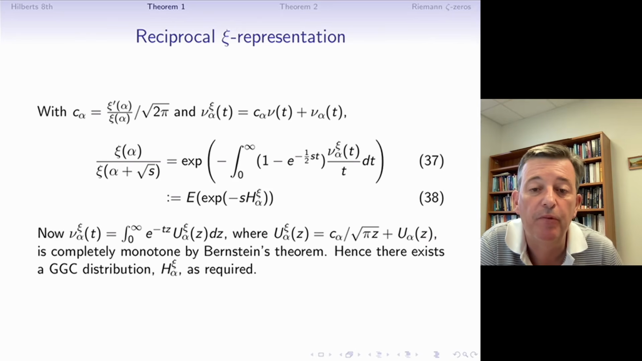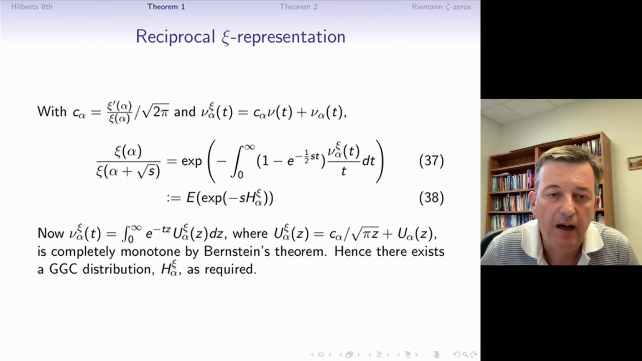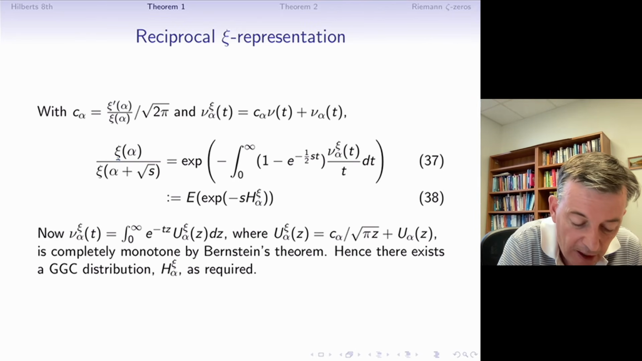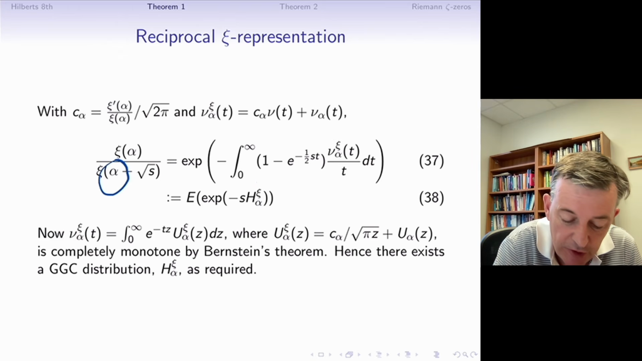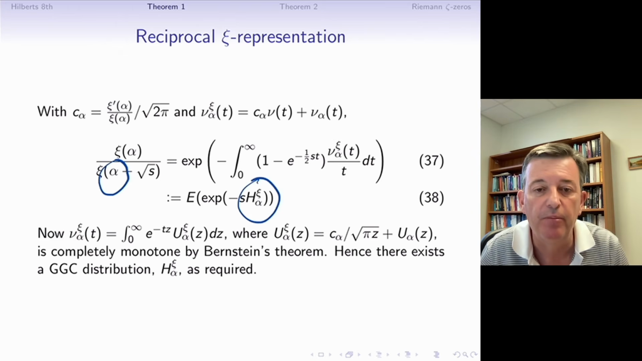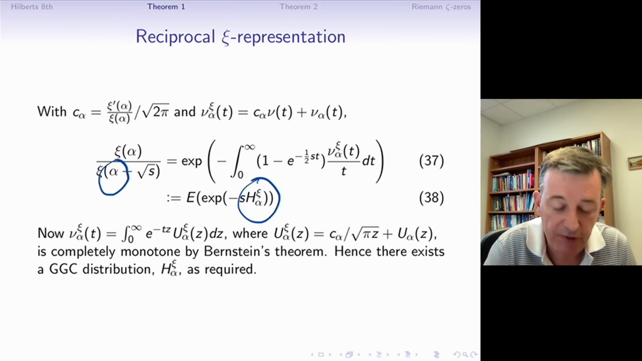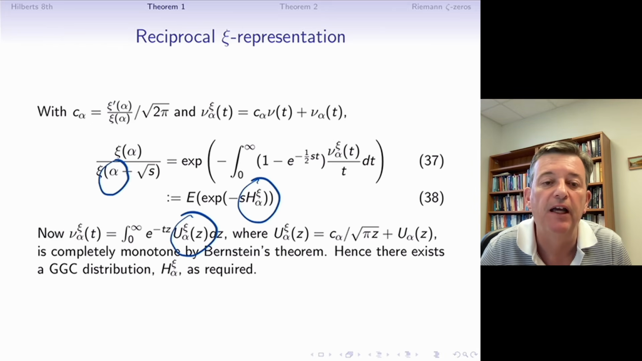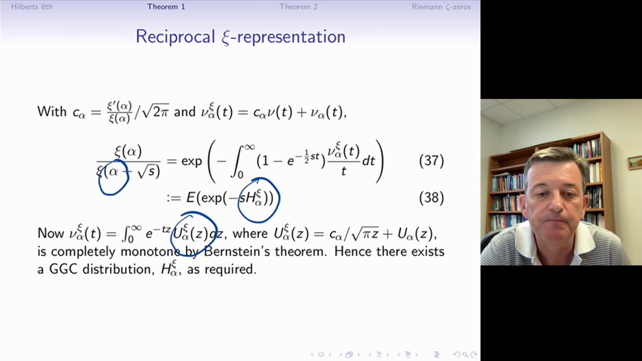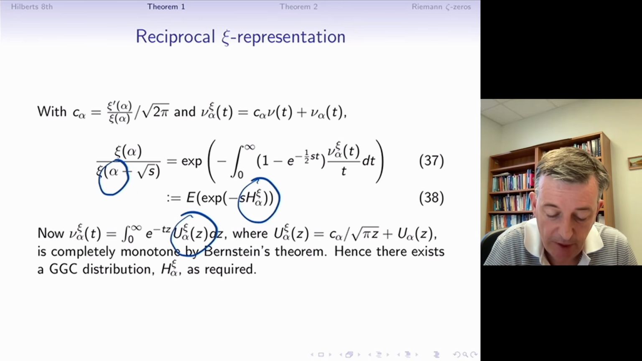So let me be more specific. We've treated the case where alpha is bigger than 1, and we've shown the existence of a GGC random variable h sub alpha, and we've explicitly calculated what the Thorin measure looks like in that case. Okay, so part B has been proved.